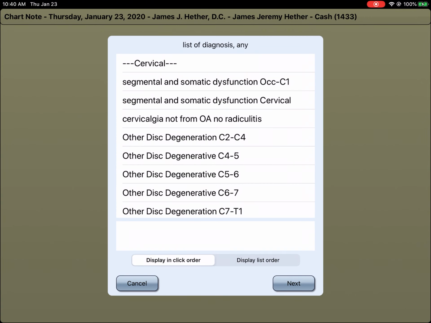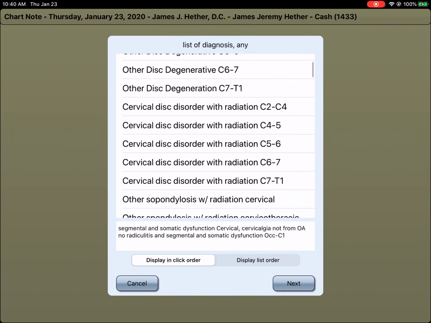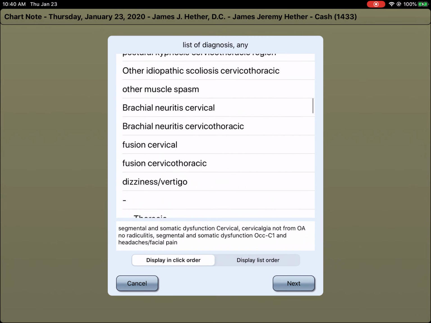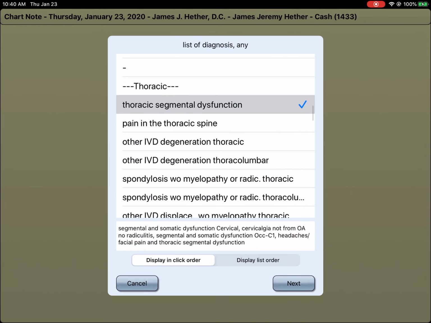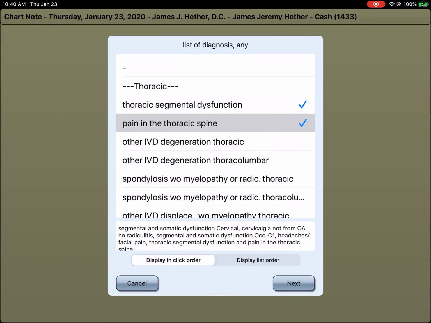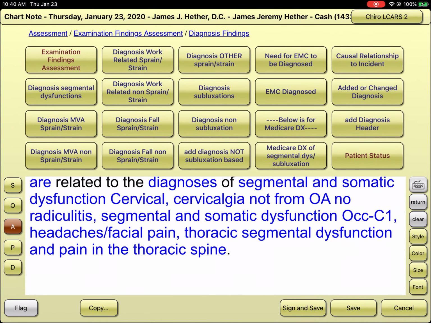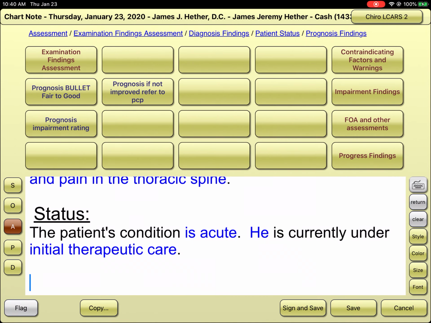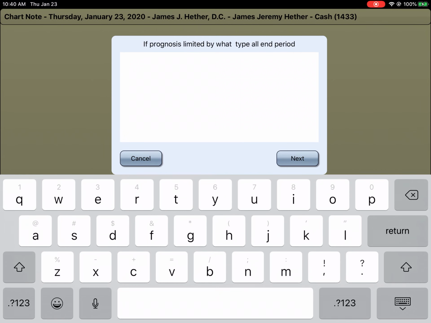From there, I'm going to say that the person has cervicalgia without radiation, with upper cervical involvement that is associated with headaches, and that they also have thoracic segmental dysfunction along with thoracic spine pain. Their status is acute, and this is the first time that I'm seeing them, so they're under initial care. Their prognosis looks good. I don't expect them to have any ill will. If they had anything that would interfere, like history of past surgeries or any major arthritis, I can mark that down as a factor.